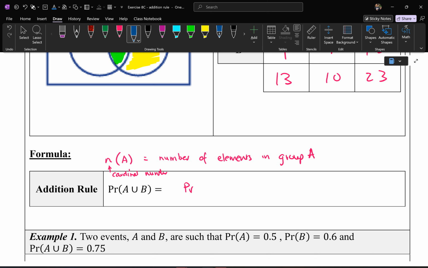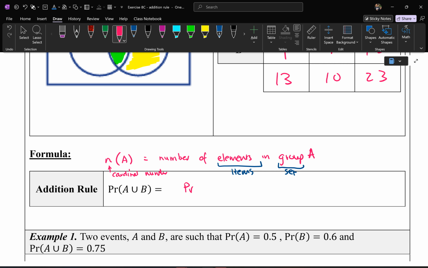Out of curiosity again, do you remember what elements mean? Hands up. What's elements mean? Items. Very good. So how many items in group A? Another word for group. From exercise 8A, what's another word for group? Set. Very good. So that's our proper notation or terminology, elements, set. So technically when we say cardinal number, it's the number of elements in set A. So if I do n(A), that's what it means.